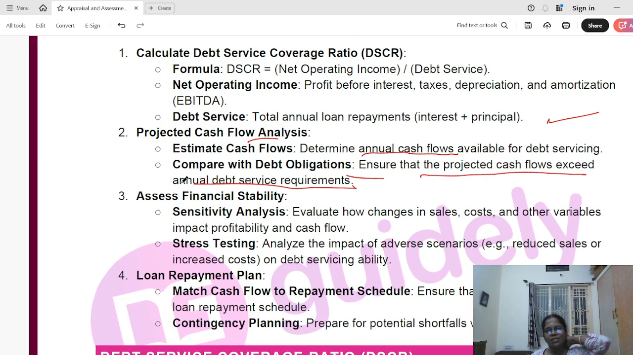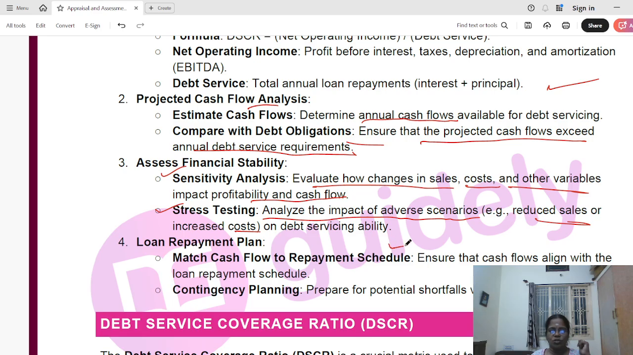Assess financial stability: sensitivity analysis and stress testing. Sensitivity: evaluate how changes in sales, cost and other variables impact profitability and cash flow. Stress testing: analyze the impact of adverse scenarios, reduced sales or increased cost. Because of the cost increase, sales reduced. Now if sales reduce, what impact is there on the profit and on the turnover; looking at all this, they have to plan. Loan repayment plan: match cash flow to the repayment schedule. Their cash inflow and outflow must match the repayment schedule, so that cash flows align with the loan repayment. Contingency planning: prepare for potential shortfalls with contingency measures.